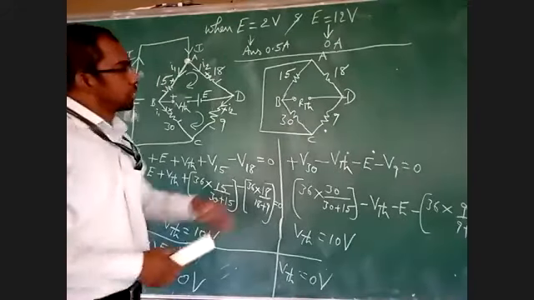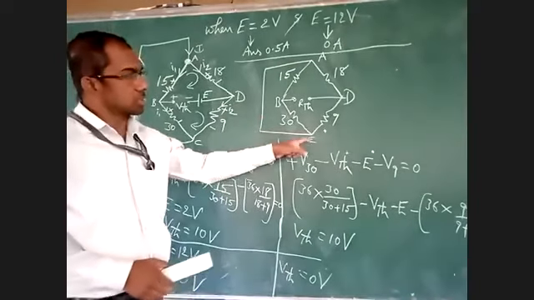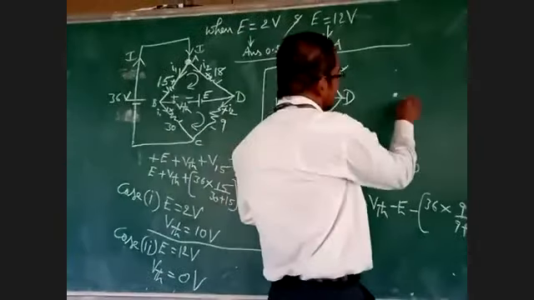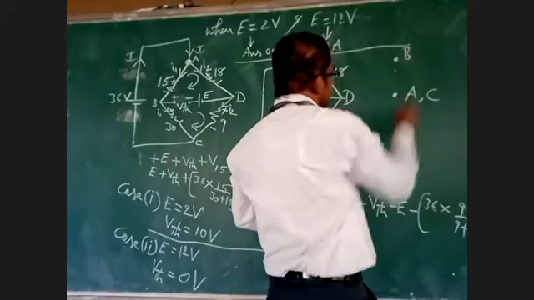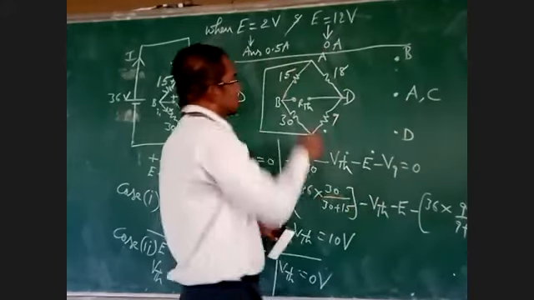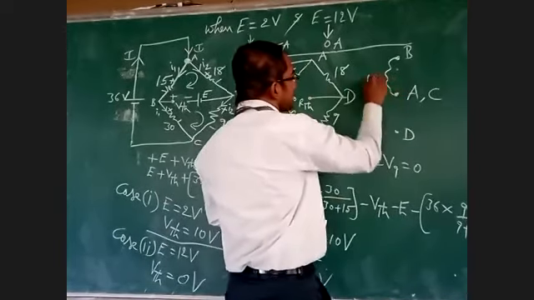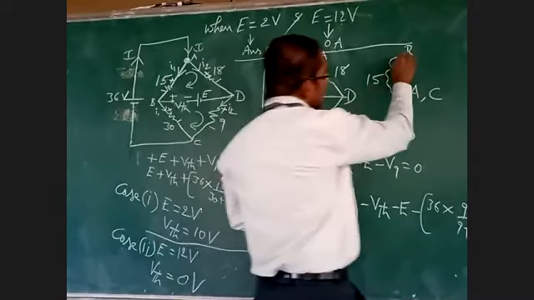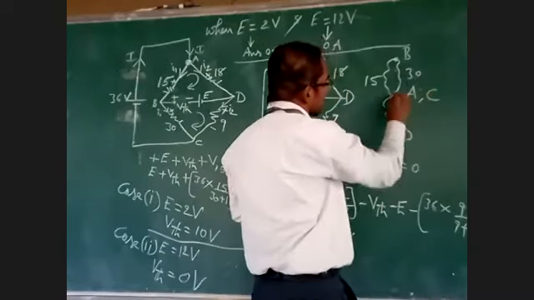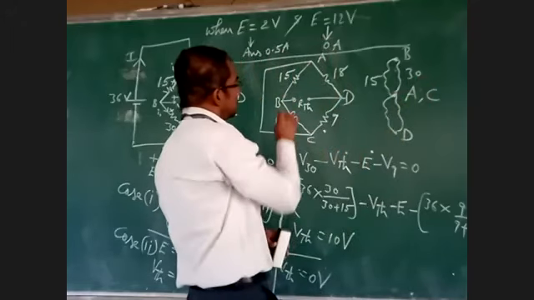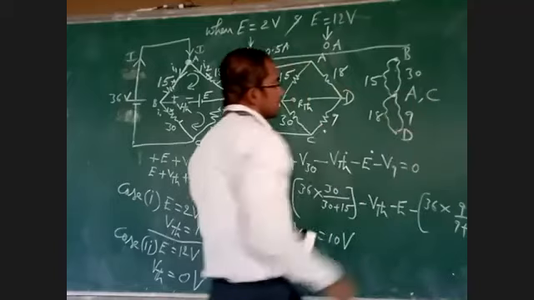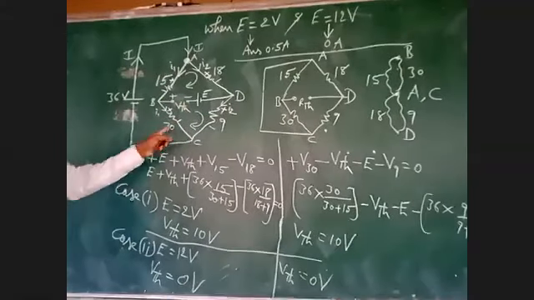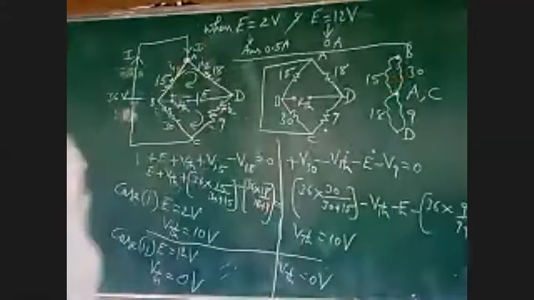Now here, which points are short circuited? Points A and C are short circuited. Both are connected to C. Nothing is there in between A and C. That's why I'm taking it as a single point, A and C. Remaining points are B and D. So between A and B we have 15. Between B and C, 30. A and B, 18. This is 9. In the original circuit 15 and 30 are in series, but here 15 and 30 are parallel while determining RTH.